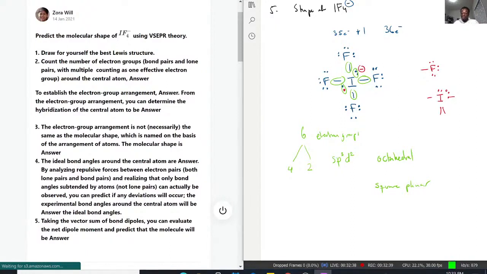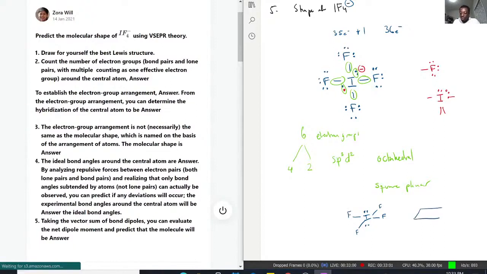There we go. So we have square planar. What does the shape look like? Well, it kind of looks like this. We have the iodine, well, I mean the lone pairs, and it kind of looks like that, where the fluorines are all kind of circling like that.